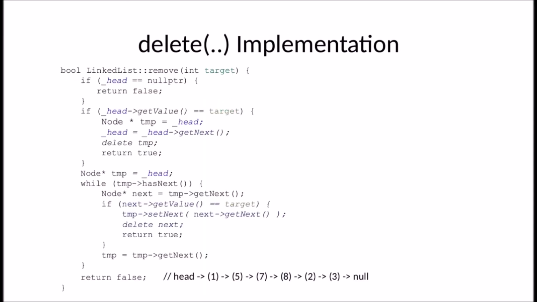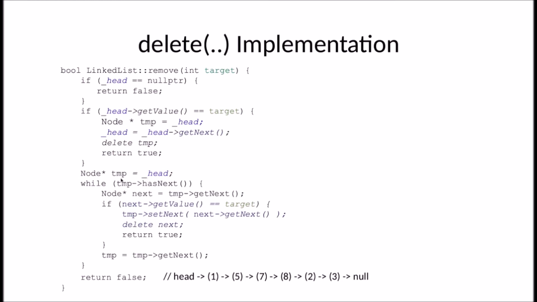In the first condition, I check if head points to null. If it does, I return false. There's nothing to delete. Next, I check if the head node's value matches the target. If it does, I store a pointer to the head in this temp variable. Then I update head to head.next so that head points to the node following the current head node. And then I delete temp. This was the previous head node that I wanted to delete that matched the target. So this frees up the memory, and I return true that there was a match and it was deleted.